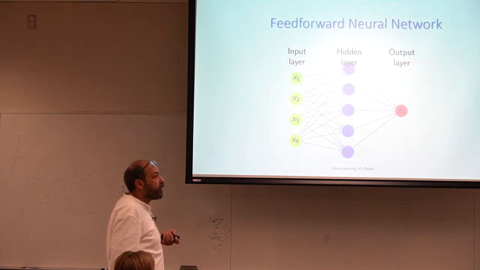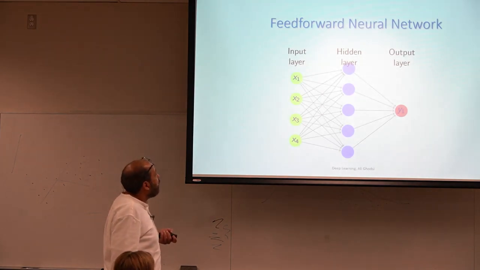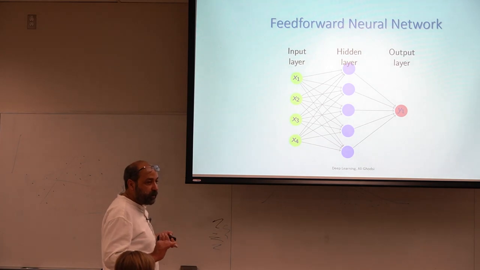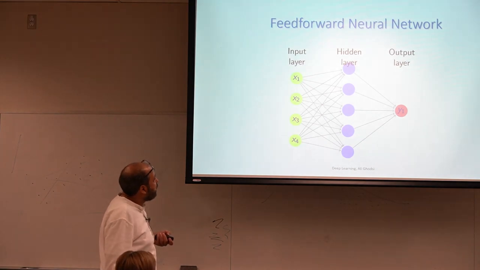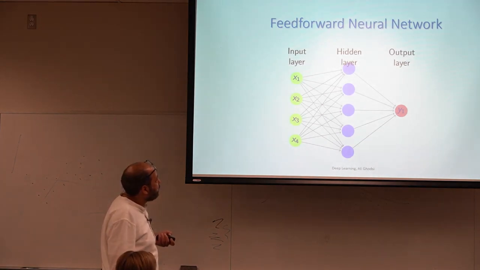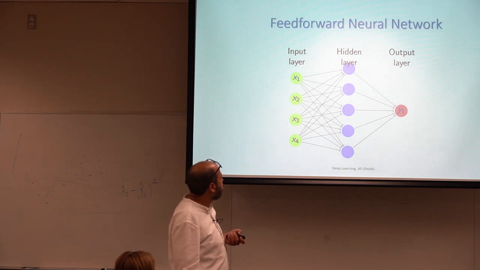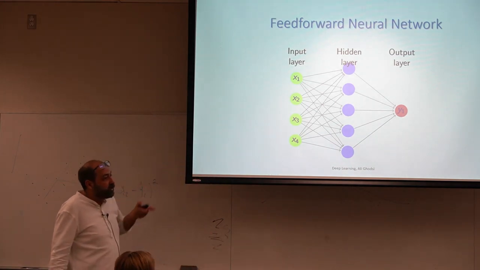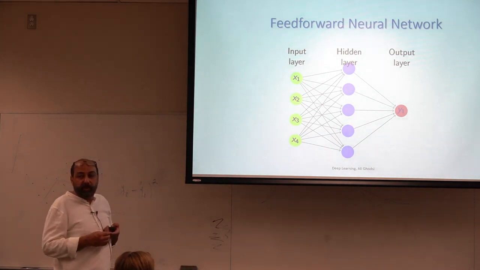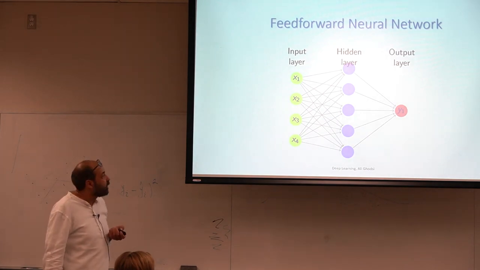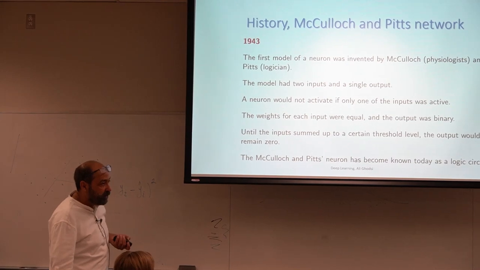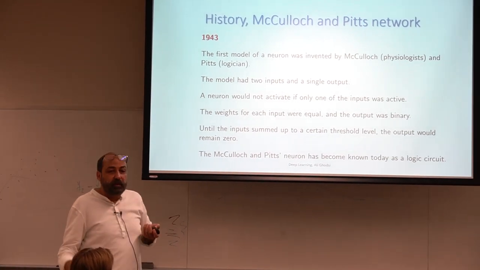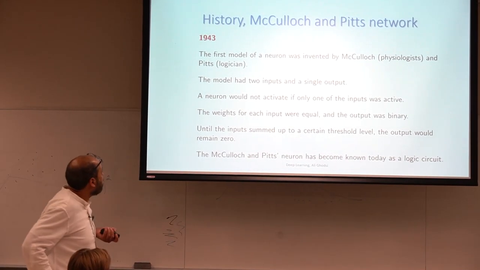Okay. So let me tell you a very quick history and then end this session. Next session we'll start with the perceptron and then feedforward. So I told you that feedforward is basically layers of perceptron. And the first attempt to model neurons was in 1943.